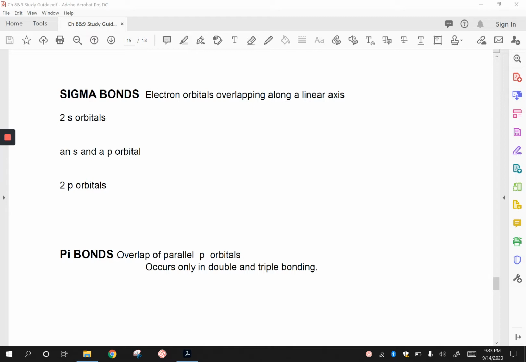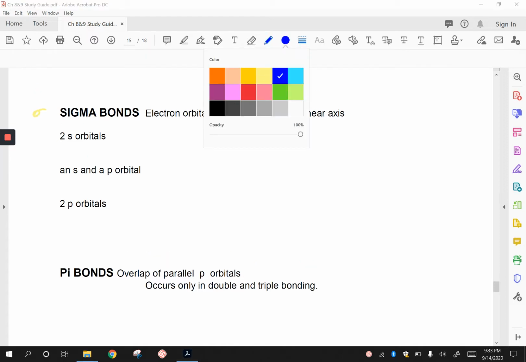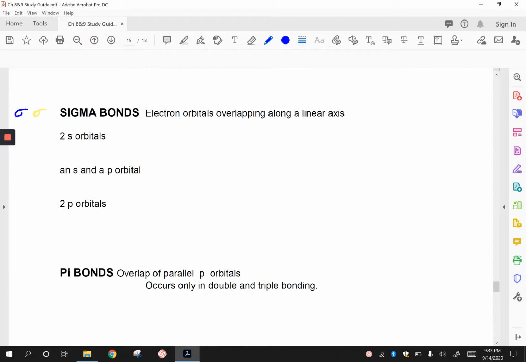And sigma and pi are both Greek letters. The symbol for sigma looks like this. So it's kind of like an O with a little tail added to it. Let me do it in another color, kind of like that. Pi, you're probably all familiar with it. It looks like this.